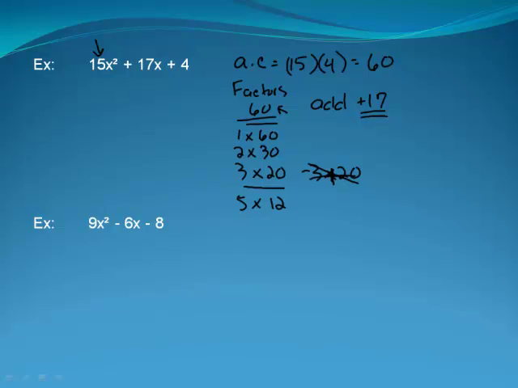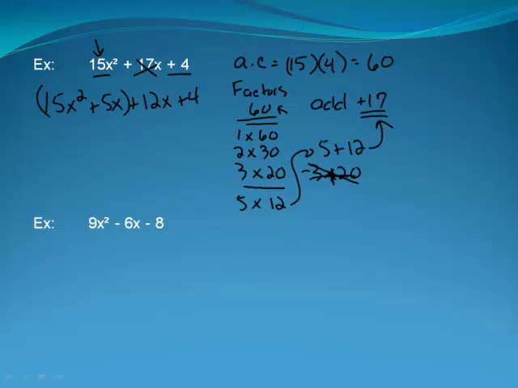5 times 12 is 60, and at the same time, 5 plus 12 is 17. So our two factors are positive 5 and positive 12. Now what we're going to do with those is rewrite that middle term. So we now have 15x squared plus 5x plus 12x plus 4. Notice we didn't change the first term or the last term. We just rewrote the middle term. Double check. Is 5x plus 12x 17x? And the answer is yes.